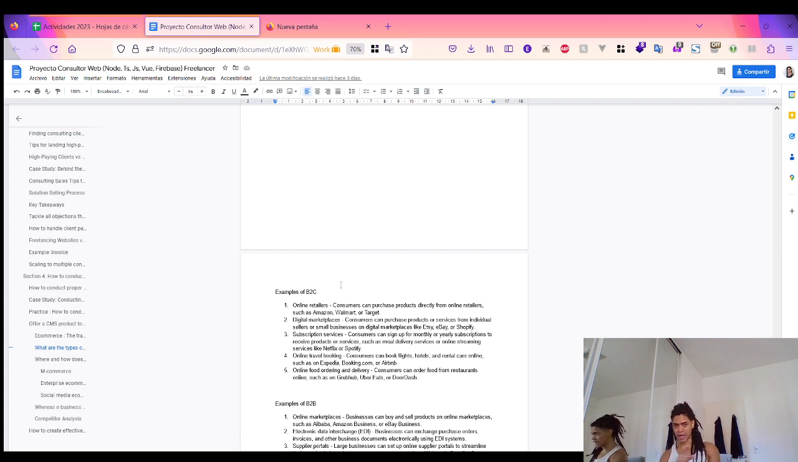You also have online travel booking, so that consumers can book a flight, a hotel, or a car on websites like Expedia, Booking.com, or Airbnb.